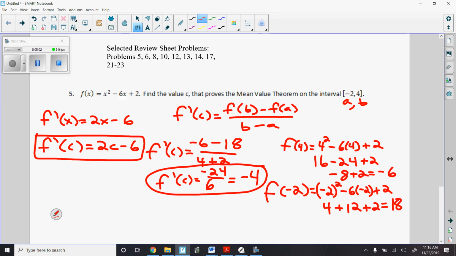So now I have f prime of c equaling 2c minus 6, and I have f prime of c equaling negative 4. I'm going to set those two things equal to each other.